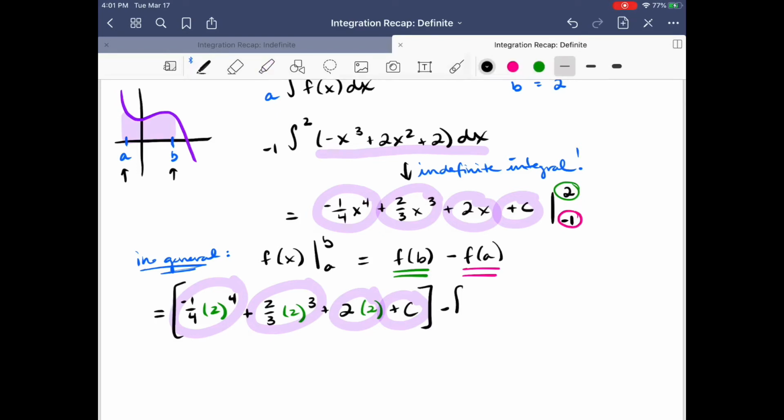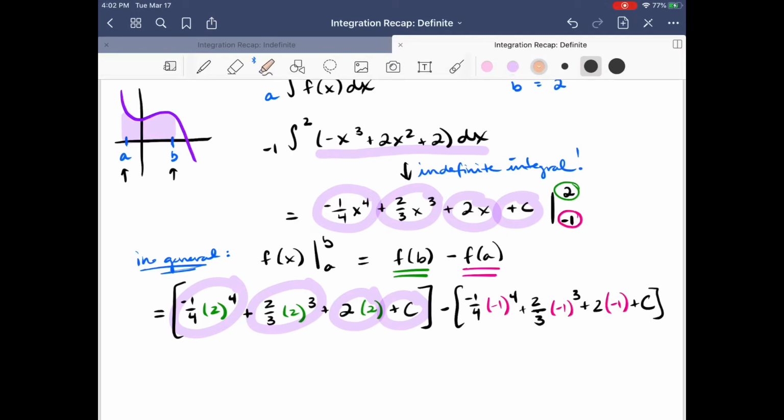And I'm subtracting f of a. So let's go ahead and do the same thing for my a's. So -1/4 times -1 to the 4th, plus 2/3 -1 cubed, plus 2 times -1 plus c. So same thing, I'm just plugging in my -1 for everywhere I see an x in my function and subtracting it here.